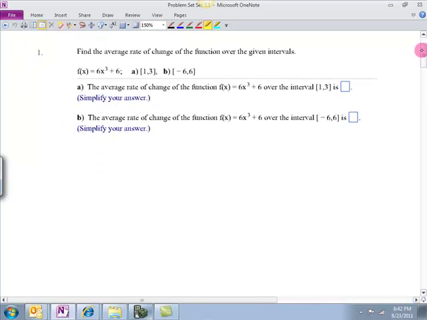All right. Find the average rate of change of the function over the given interval. Okay? So, do we have to do anything with the x plus h at this? This is average rate of change. We can just plug in those numbers like that example that we did. So let's do that.